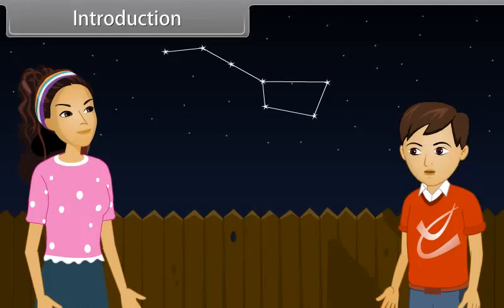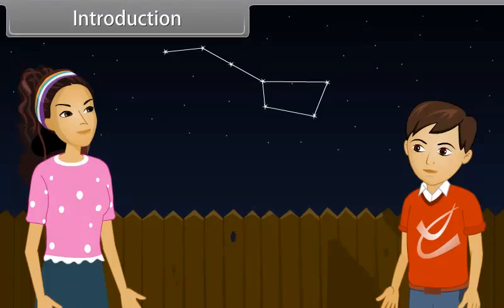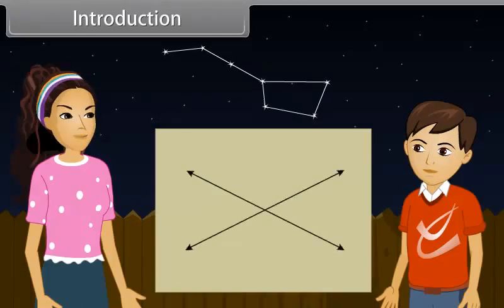And Didi, what happens when 2 lines intersect each other? Good question. When 2 lines intersect each other, then angles are formed. Come, I will tell you more about lines and angles and their properties.